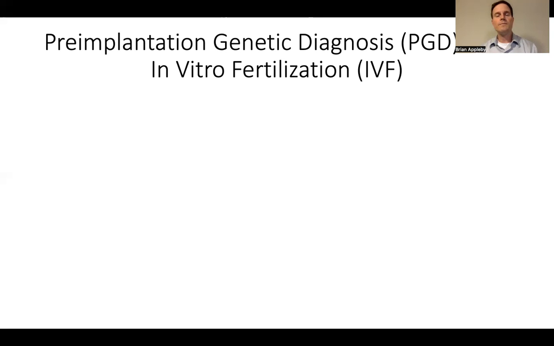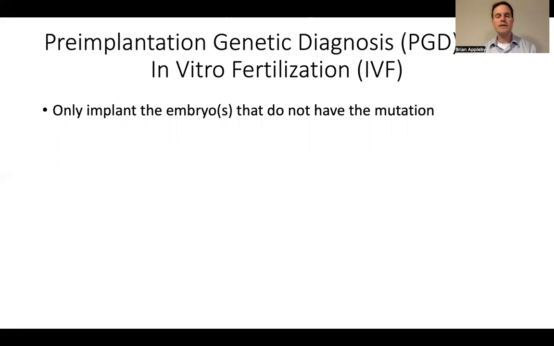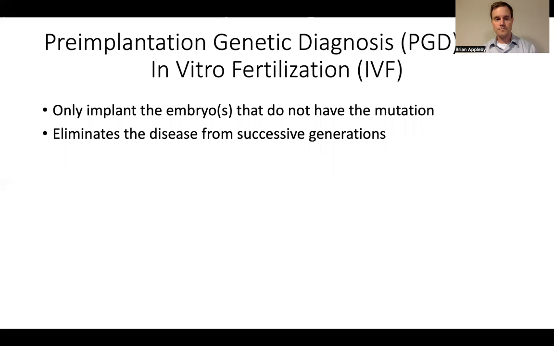So one reason why people want to get tested is because they want to have biologic children, but they want to make sure that their children do not carry the mutation. And you can do this through something called pre-implantation genetic diagnosis using in vitro fertilization. Essentially, you do IVF, they make the embryos, and you test the embryos. You only implant the embryos that do not have the mutation. And this essentially eliminates the disease from successive generations.